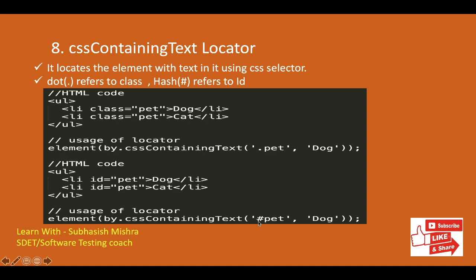So what it means: when there is a class or ID attribute having value as pet and it contains the dog value, it will give dog. So that's what we understand from this, right? Here we have a class attribute having value as pet and it contains this dog value. So we are getting the value as dog, we are identifying the element using CSS containing text.